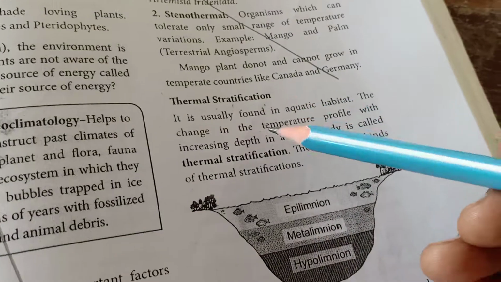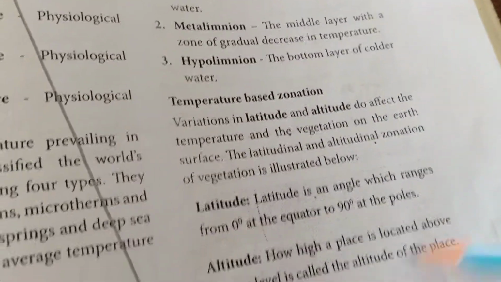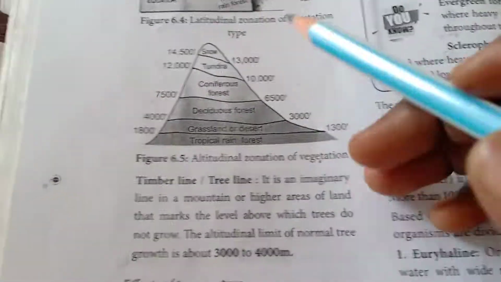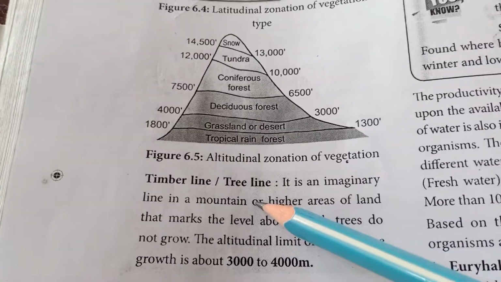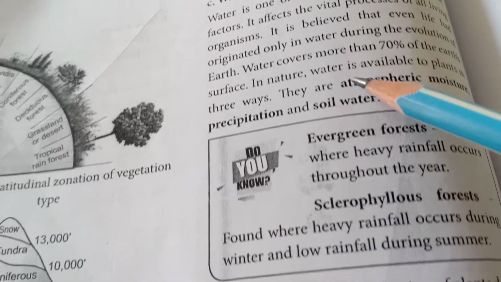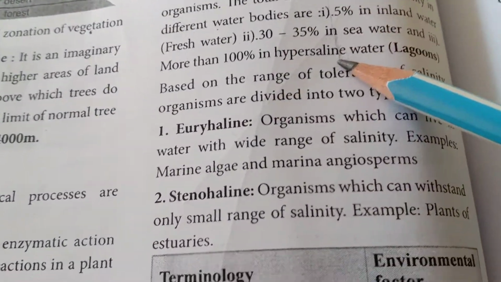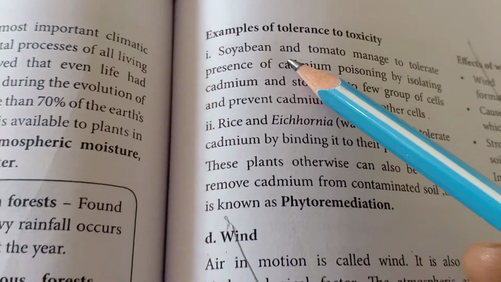So thermal stratification you got with the diagram there, and it is followed by temperature. Then coming to effects of temperature, with the timber line and tree line. So all those things are included. And the third topic is water. Water is also inside the syllabus, with the terminologies given there and examples mentioned.